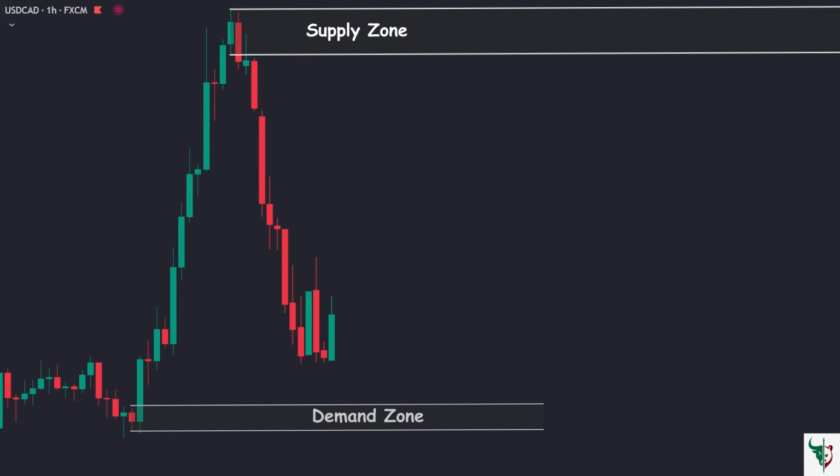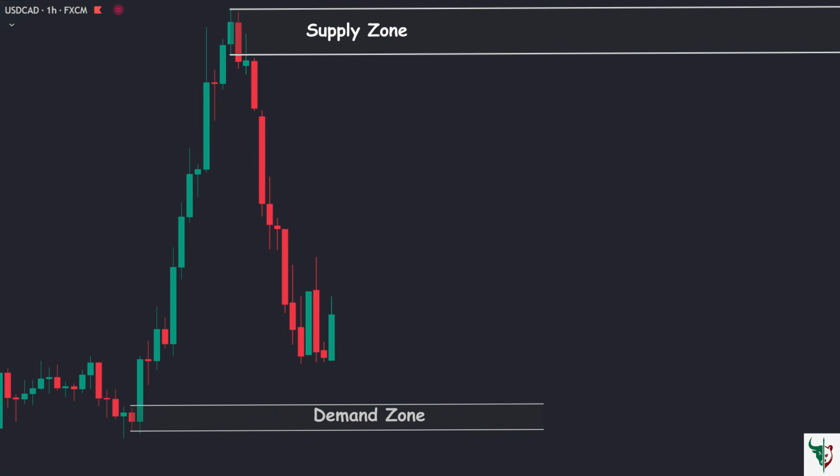Now, there's no universal rule about whether to include wicks or not. Some traders use only the body. Some include wicks. The key is to stay consistent with whatever method you choose. And always remember, the sharper the move away from the zone, the more valid it is.